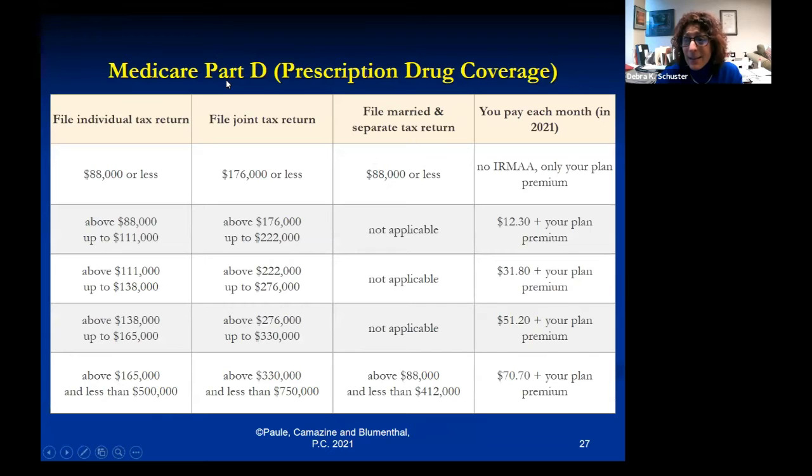So for Medicare Part D, again, you can see there is a corresponding increase in both Medicare Parts B and Part D due to this increase in income. So for $88,000 or less, it's only whatever the plan premium is for the Medicare Part D, the prescription drug plan that you choose. If you receive above $88,000 per year, or up to $111,000 per year, and this amount, if you file jointly, it's going to be an additional $12.30 plus the plan premium for the prescription drug plan you choose, and so on. So you can see how Medicare Part D premiums and Part B premiums are affected by these various income brackets.